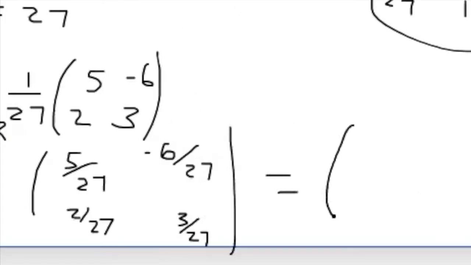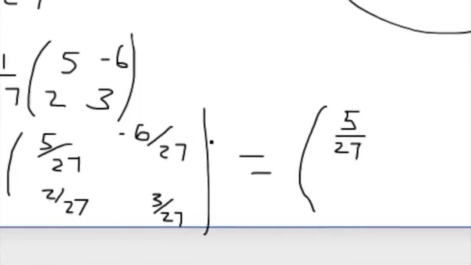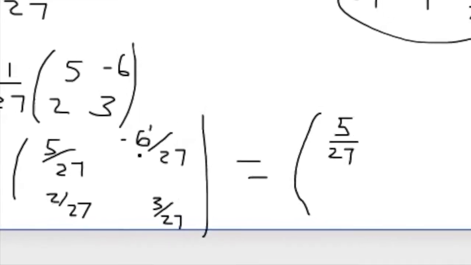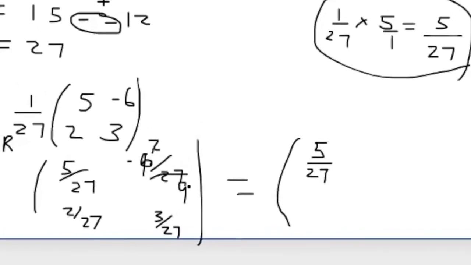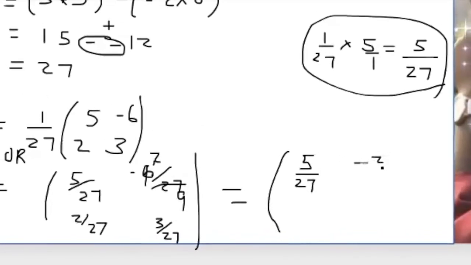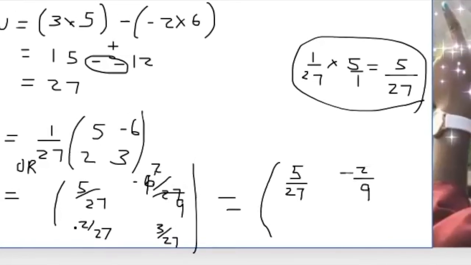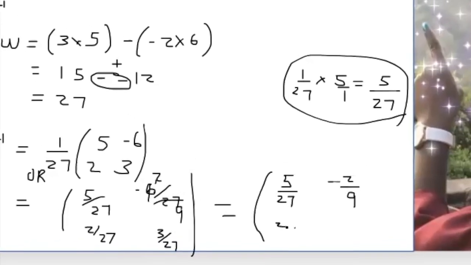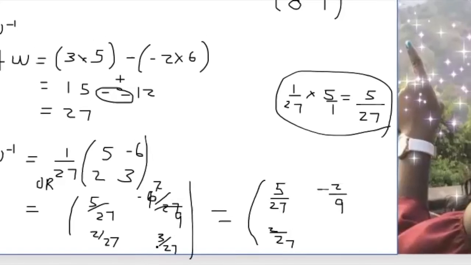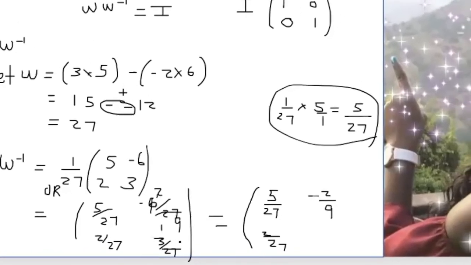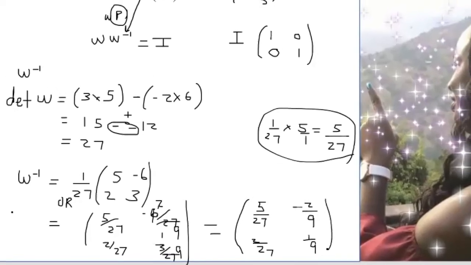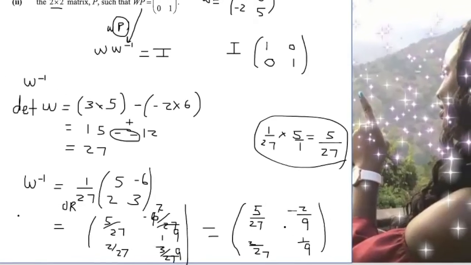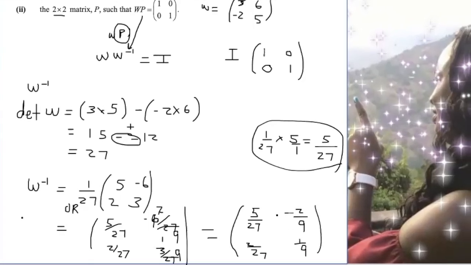Now I can go further by reducing some of the fractions. So 5 over 27 is okay as it is, but 3 can go into 6 2 times, and 3 can go into 27 9 times. So this is minus 2 over 9. The next one, we have 2 over 27, that's okay as it is, and we have 3 over 27. 3 can go into 3 1 time, and 3 into 27 9 times. So this is 1 over 9. So this represents the matrix P, and this is the answer for this question. And that's it.